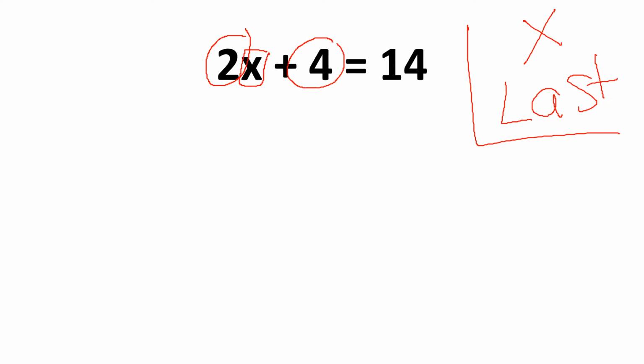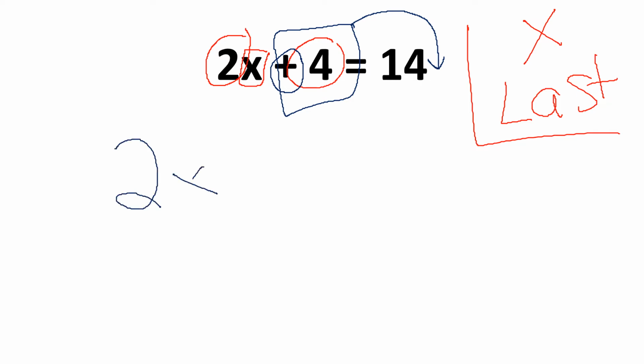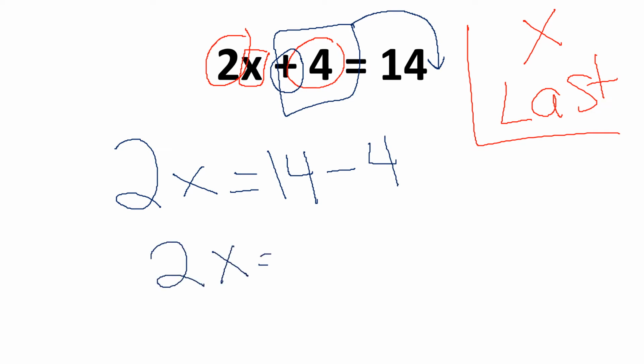So I'm going to need to pick up my plus 4, and I'm going to need to move it over the equal sign over here. When I do that, the operation changes from plus 4 to minus 4. I'm not touching the 2x. I'm not touching the equals. I'm not touching the 14. I'm picking my plus 4 up. I'm moving it over the equal sign, so the operation changes from addition to subtraction. Well, what is 14 minus 4? 14 minus 4 is 10.